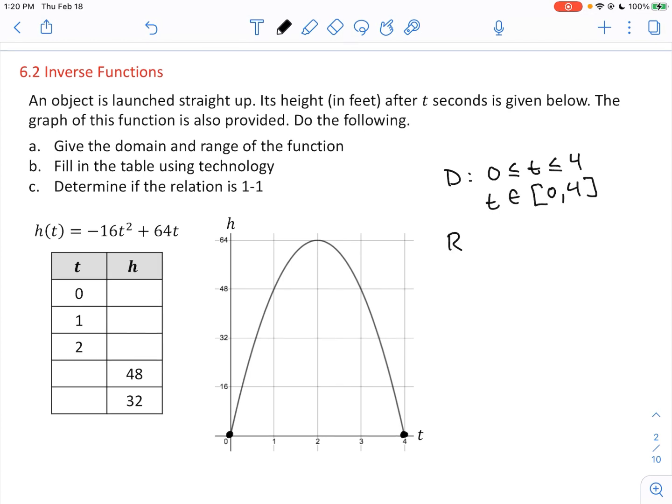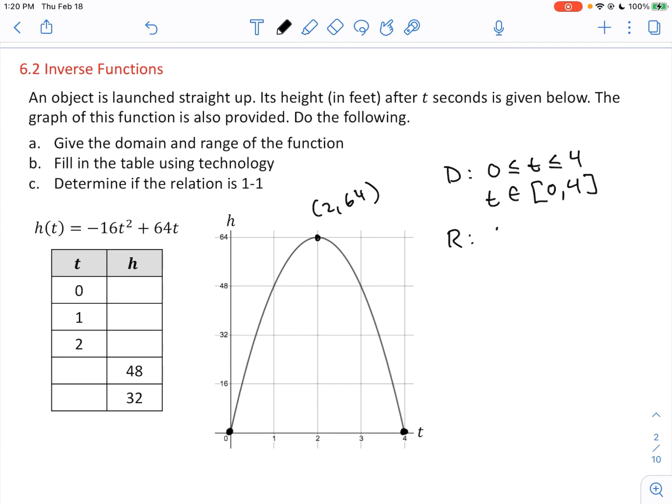What's the range? Well, the range is what the h's are, all the different possible h's. Well, at the two endpoints, h is 0, and then we have the highest point right here at the middle. Looks like its coordinates are (2, 64), and so 64 is the highest. So our range is that h has to be between 0 and 64. Or you can say h is an element of the interval from 0 to 64.